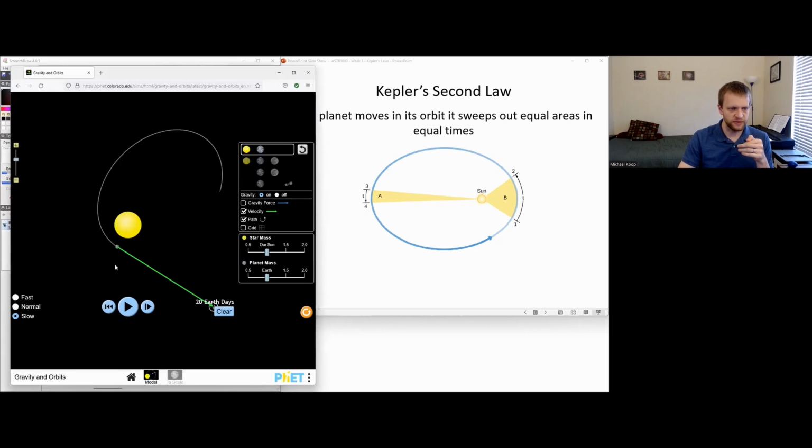So again, with this simulation, if I just start playing this again, I'll turn this on fast. When the planet is farther away from the sun, notice it's slowing down as it gets further and further away from the sun. When it's at its furthest point, it's moving the slowest. And then on the other side of the orbit, when it gets close to the sun, it's moving much more rapidly.